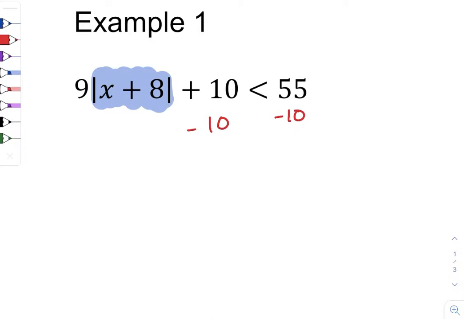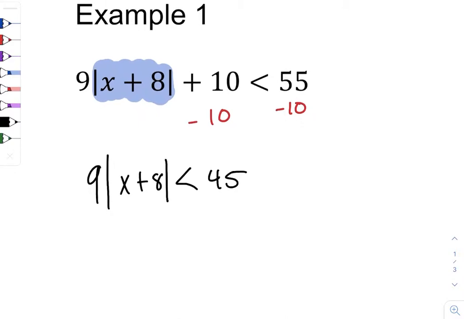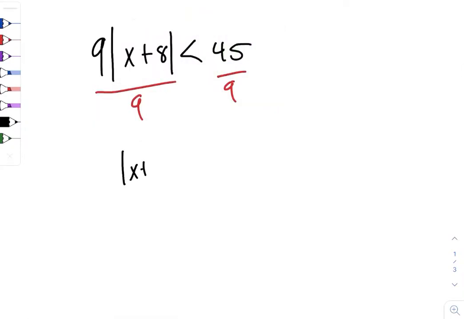I could have divided by 9 first, but it would have given me fractions. I think it's easier to deal with the addition and subtraction and then worry about the division and multiplication. So here, when I do that, the 10 on the left side of the inequality cancels out, turns to 0. And on the right side, 55 minus 10 is 45. All right, so I'm still not done with step 1. I'm going to also need to get rid of that 9. So I'm going to divide both sides by 9. And then that leaves me with the absolute value of x plus 8 is less than 5.